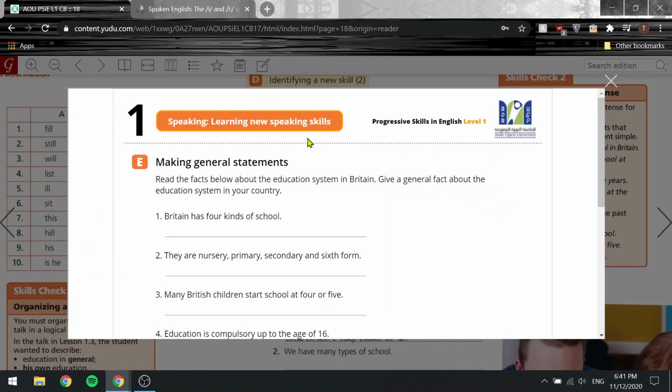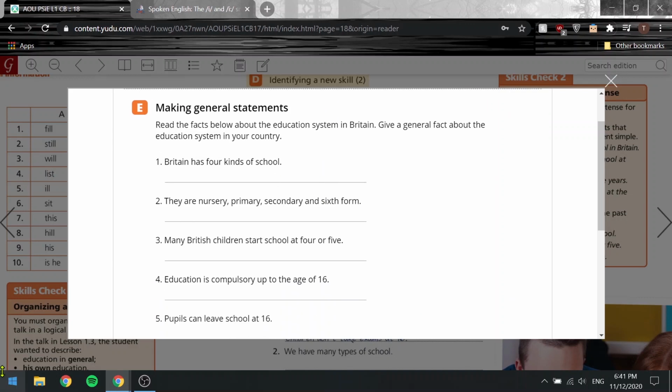All right, what do we have here? Read the facts below about the education system in Britain and give a general fact about the education system in your country. Okay, so the answers here are going to be up to you, but you do have to follow the same style that I'm going to be writing in. I mean, we're going to be giving general facts, so we're probably going to be using, like we said, present simple. However, you can give your own facts about your own country.